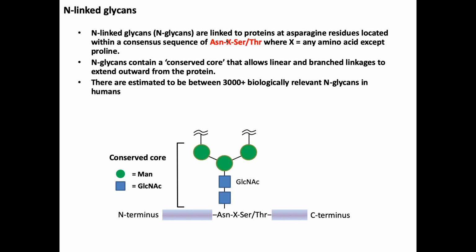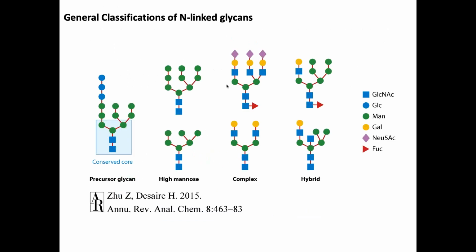All right. There is a conserved core structure, which I'm showing you here at the bottom with these two GlcNAcs bound to the asparagine up to this branch structure with three monosaccharide units, and then off to the different forms it can have. And then again, as I go back to the Cummings review, there are somewhere around 3,000 relevant structures that are believed to exist in humans. And that includes O-links, so it's probably less.